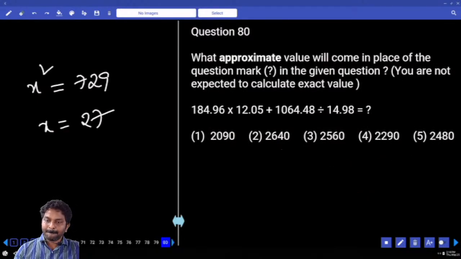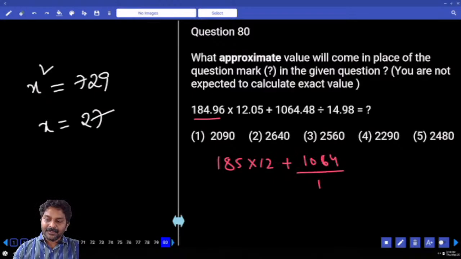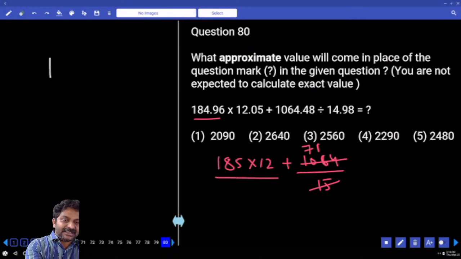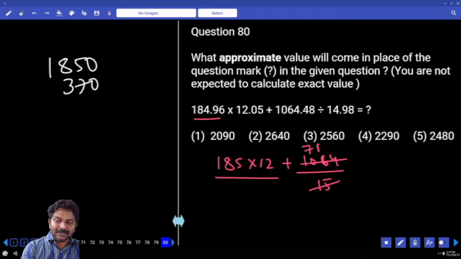Yes. What is this fellow? 185 into 12 plus 1064 divided by 15. Come on, 15. 7 times 105. And then one more time. 185, 12 times in the sense, can I take 10 times plus 2 times plus 71?